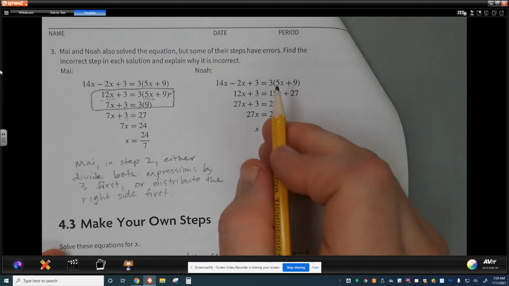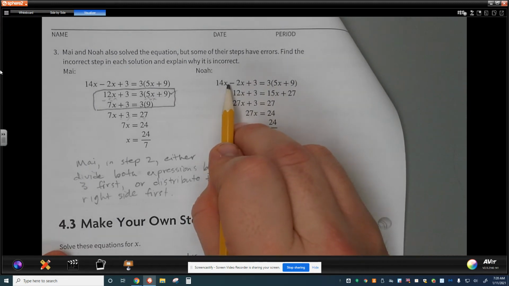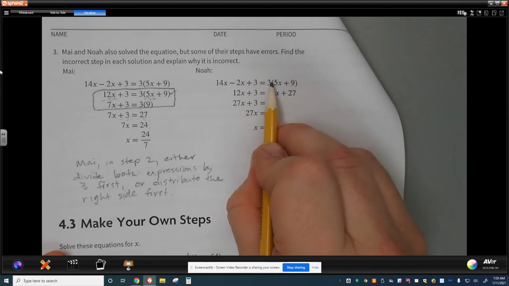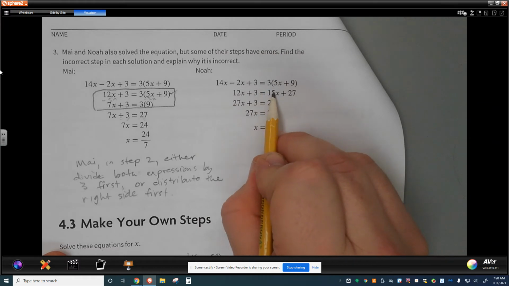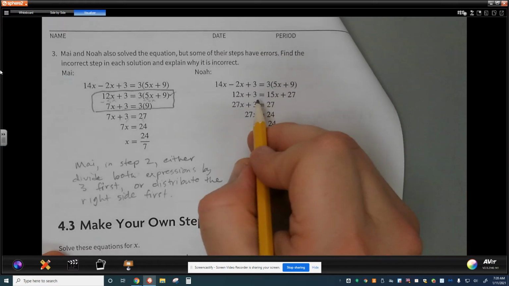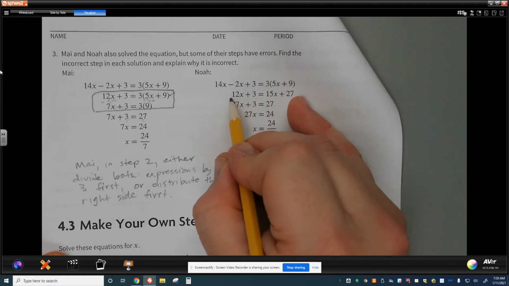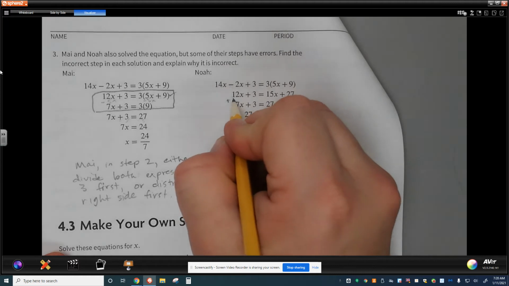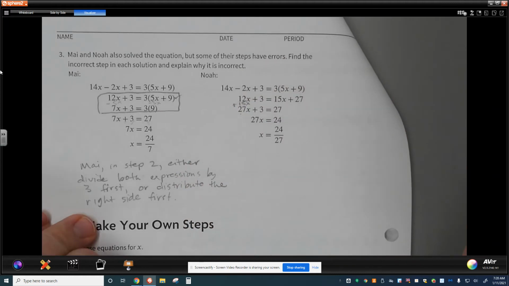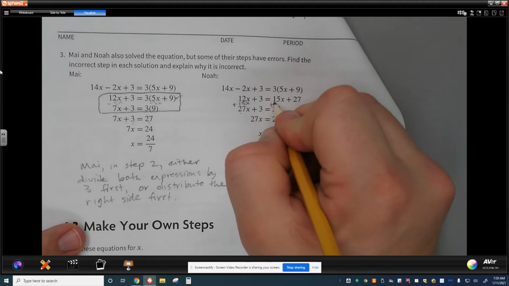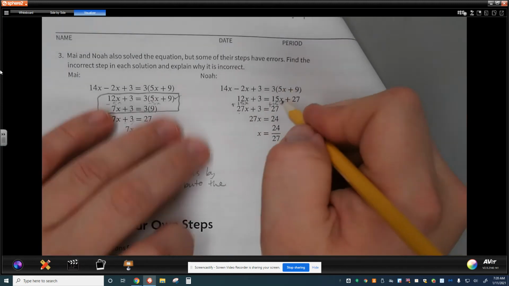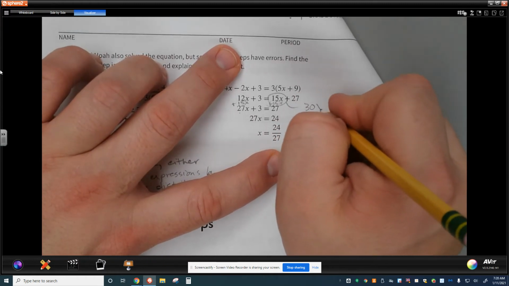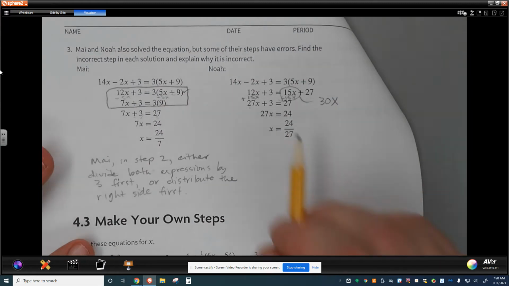Well, let's look at Noah. Noah goes from 14 times x minus 2x plus 3, 12x plus 3, good. Distributed here, 3 times 5x is 15x, 3 times 9 is 27, beautiful. And then somehow we got 27x over here. How did we get that? I think that what Noah did is added 15x here, but here's the question. What is 15 times x plus 15 times x? That right there actually equals 30 times x. So there's a mistake right there.